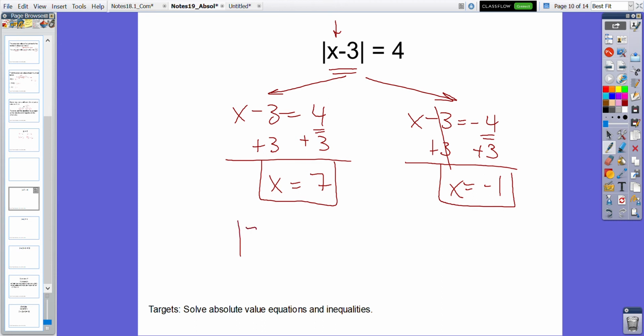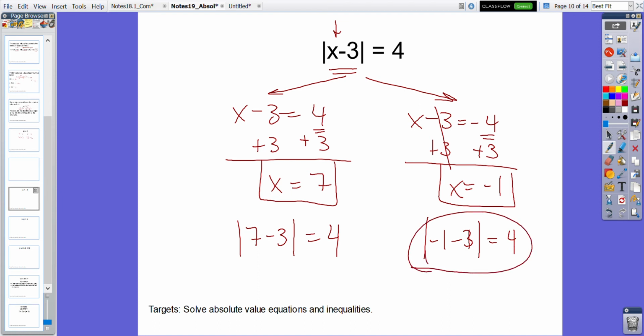Here's what I mean. If we take the absolute value of 7 and take away 3 from that, 7 minus 3 is 4. The absolute value of 4 is 4. Same thing if I do negative 1. So negative 1 minus 3, I'm taking the absolute value here. Negative 1 minus 3 is negative 4. The absolute value of that is going to be 4. Okay, so once again, these are just checks to make sure we're solving these correctly.